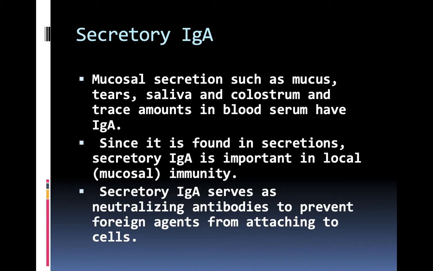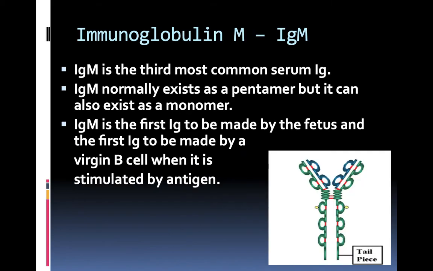Okay, so in mucosal regions where they're immediately available, they can immediately act as neutralizing antibodies that will prevent any foreign agent from attaching to the cell. All right, so the third isotype is IgM. So we're done with IgA. Something you have to remember about IgA again: secretory.